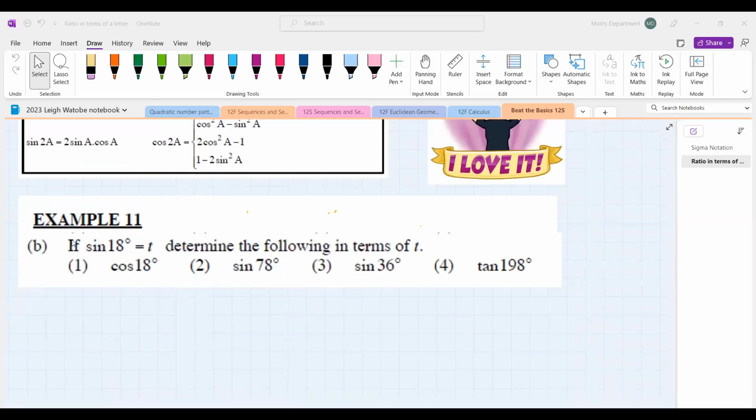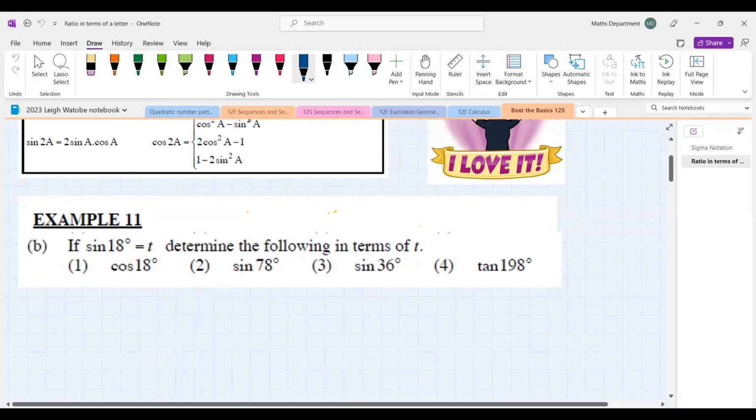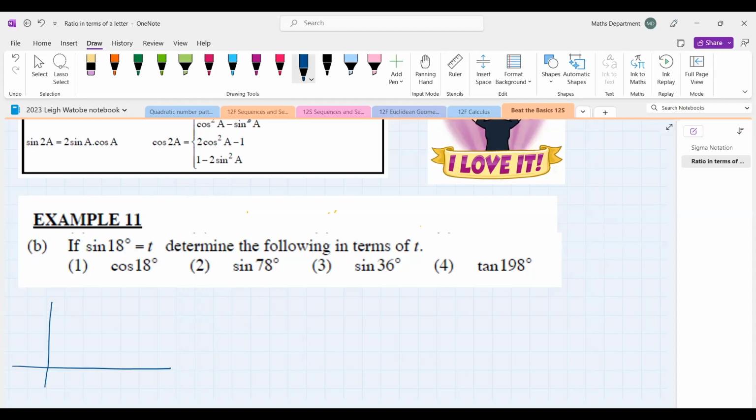Okay, so when we read if sine 18 equals t, how do we interpret sine 18? What is the sine of 18? What does that mean for us? The sine of any angle is what over what, guys? All right. So let's try and think in terms of x's and y's and r's.